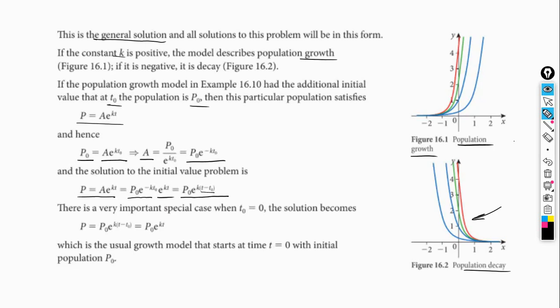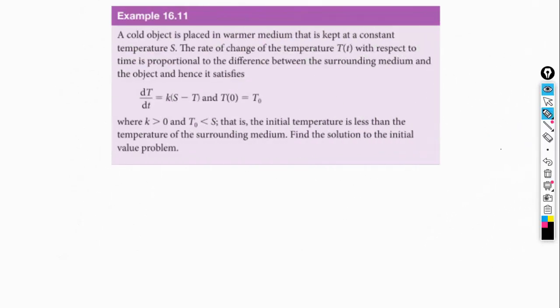Notice that these are all just properties of exponents. There is a very important special case when t sub 0, or initial time, is equal to 0. The solution becomes p sub 0 times e to the power of kt. And this is the usual growth model that starts with t equals 0, or time equals 0, with the initial population p sub 0.